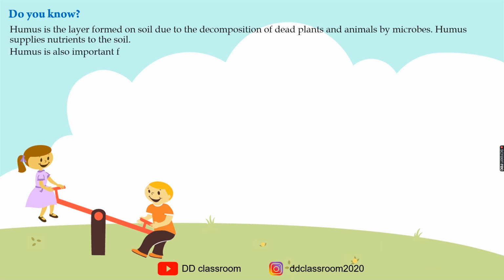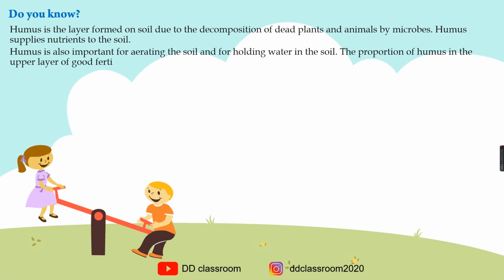Humus is also important for aerating the soil and for holding water in the soil. The proportion of humus in the upper layer of good fertile soil is about 33% to 50%.